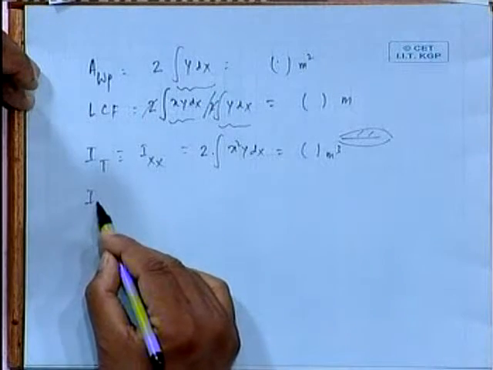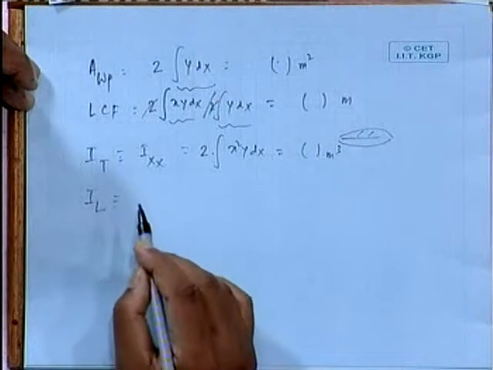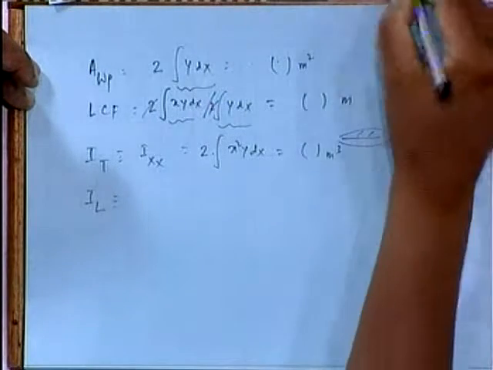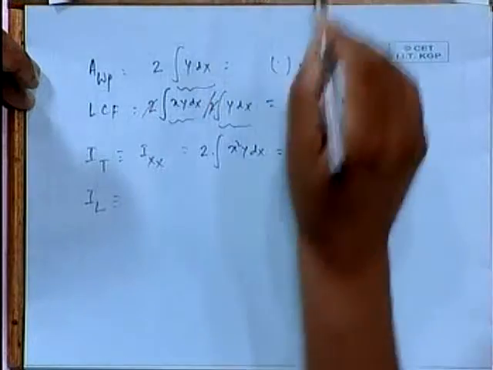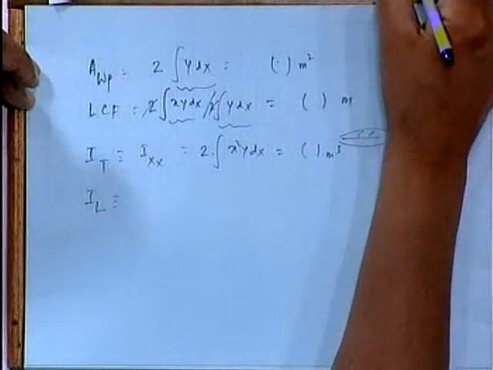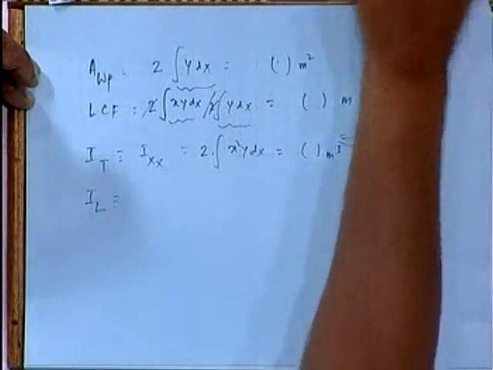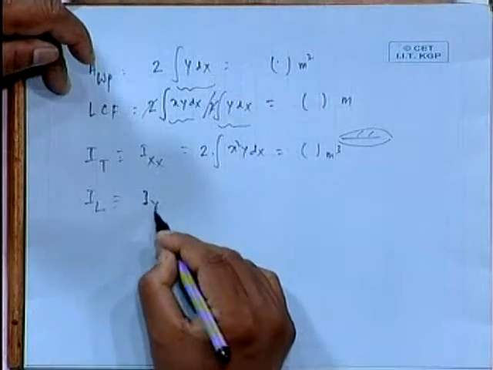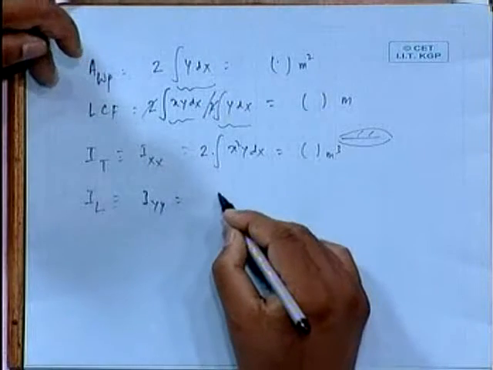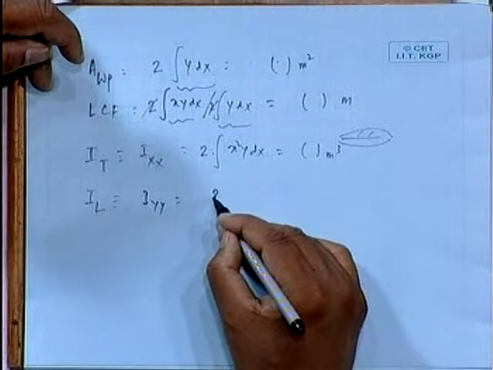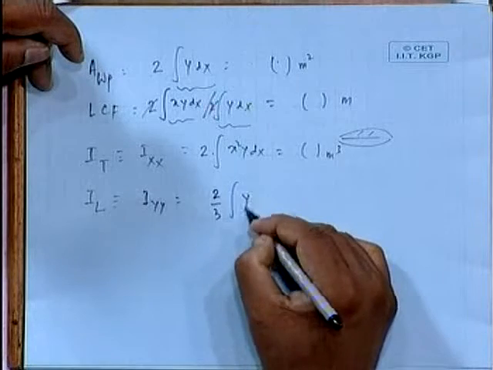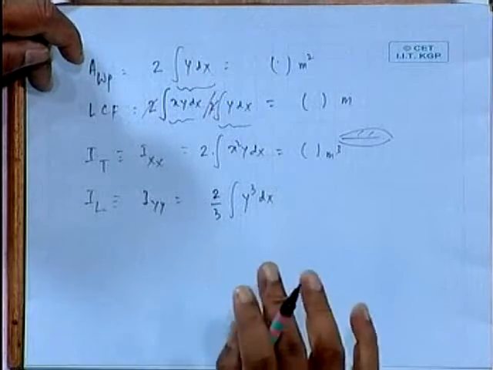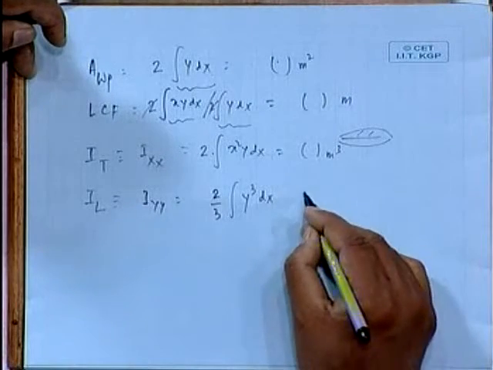Then IL is equal to, okay, actually here again I called this IL as Ixx. See, that's where that confusion comes here. This IL here has turned out to be this, but it does not matter. This IL is Iyy. This IL is 2 by 3, I believe that is the formula, y cube dx. This is through the axis.